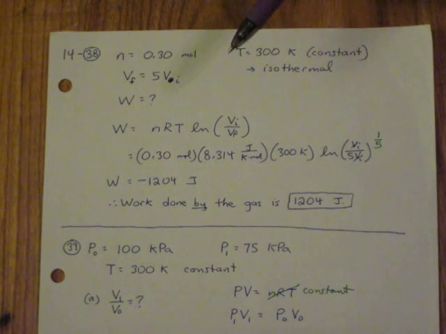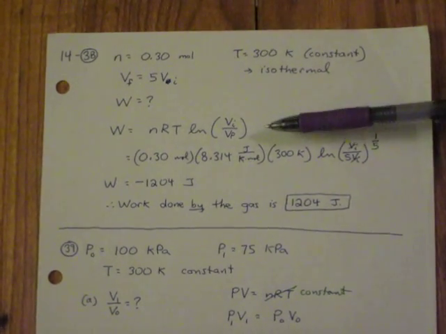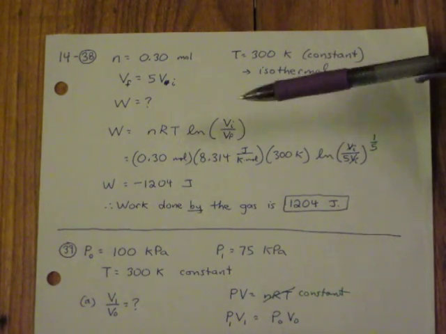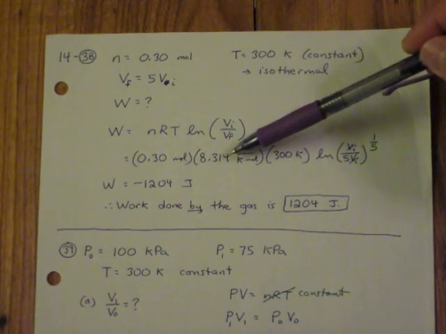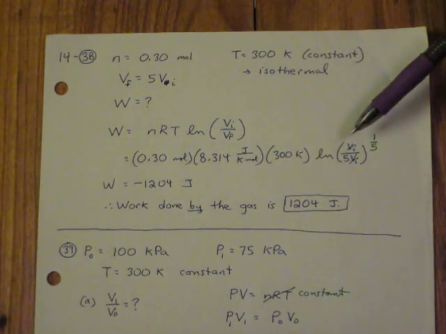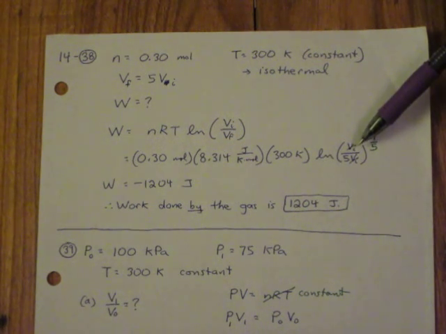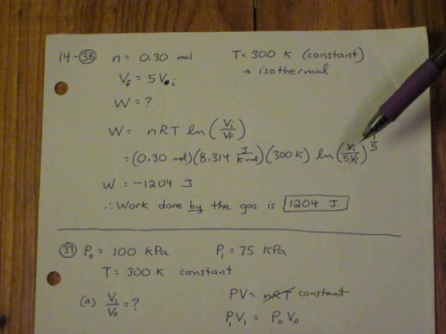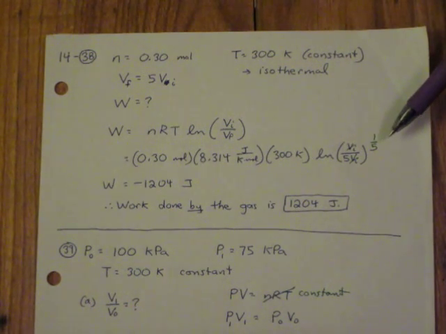What is the work? Well, since it's isothermal, we go to the isothermal work equation. Work equals nRT times the natural logarithm of V initial over V final. Plug in all the numbers. N is 0.3. We have R, 8.314. Temperature is 300 Kelvin. Natural logarithm of initial over final. Now final is 5 times V initial. So we have in these parentheses V initial over 5 times V initial. The V initials divide out, and we're left with the natural logarithm of 1/5.